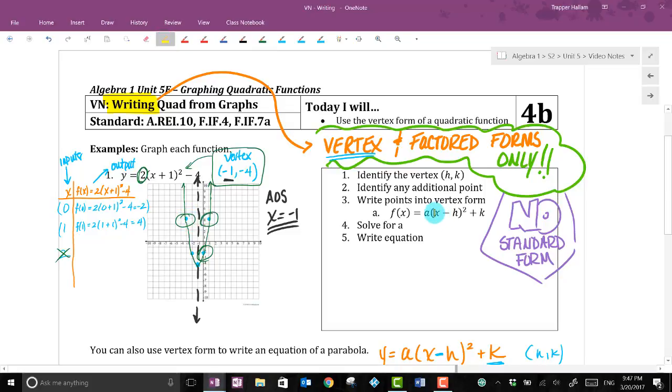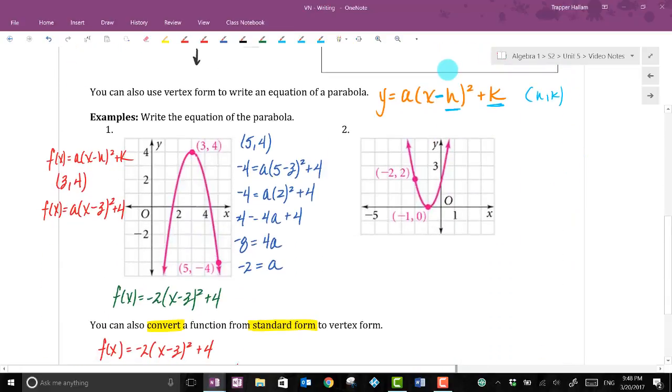And let's highlight the pieces that we'll plug in. We'll plug in an x, we'll plug in a y, we'll plug in a k, we'll plug in an h, and the only piece that we'll have left, if we take the vertex and any other point, is a. And as you can guess, what we're going to do is we're going to solve for a. Oh, there it is. We're going to solve for a. And then once we solve for a, we rewrite the equation and we're done. Let's go ahead and see what that looks like then.